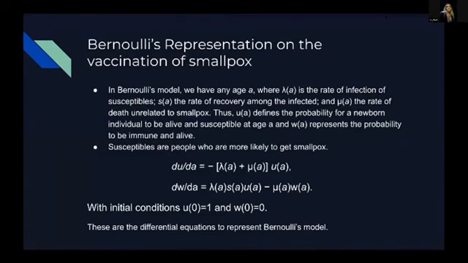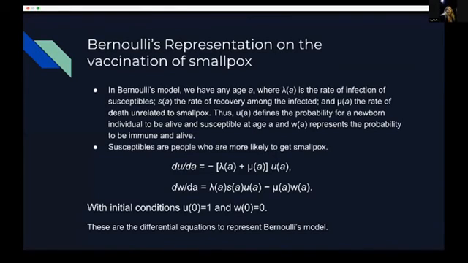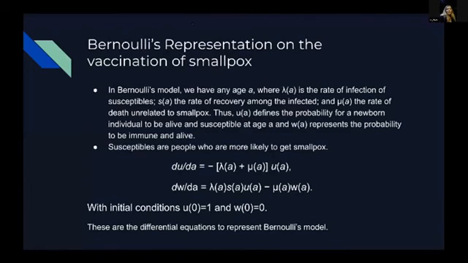Okay, so now we're talking about Bernoulli's representation on the vaccination of smallpox. In Bernoulli's model, I'm going to tell you about the variables so we know what the equations mean. We have any age A, where lambda of A is the rate of infection of susceptibles. I have such a hard time pronouncing that. S of A is the rate of recovery among the infected, and U of A is the rate of death unrelated to smallpox.